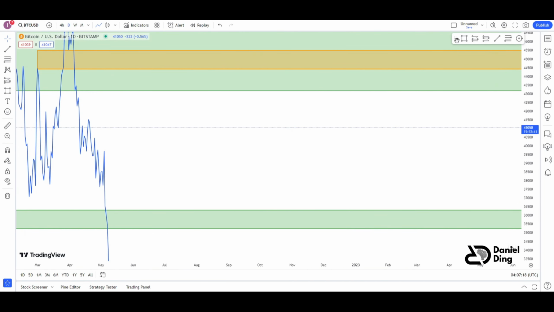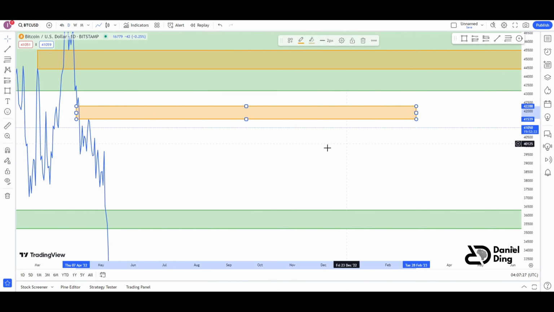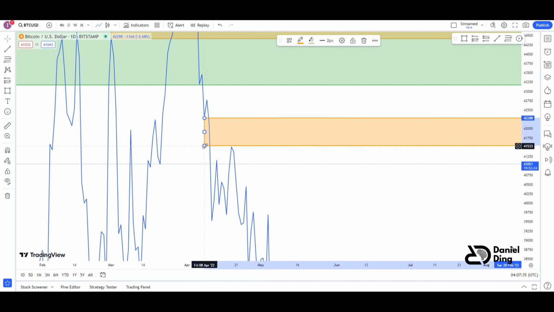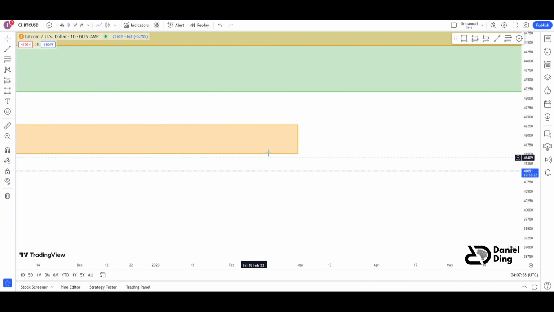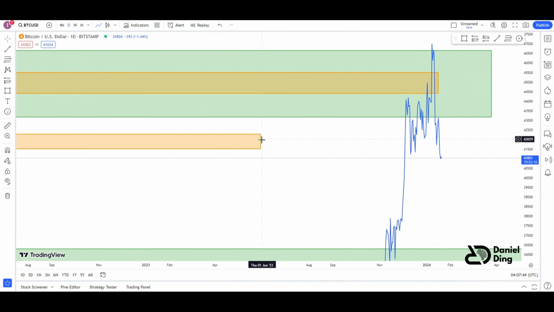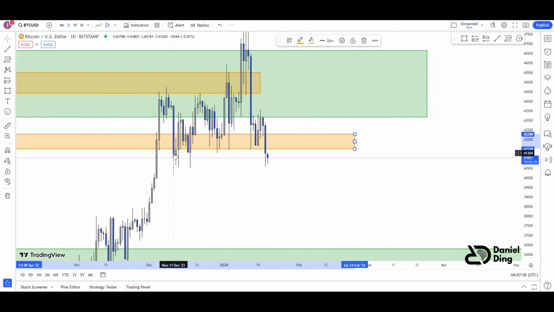As you can see on your left, we have a base. We have a daily base, right? You have the V, you have the A, correct? What happened to the base? As you can see, the base is broken. So once the base is broken, the price will look for the next base or the next zone.